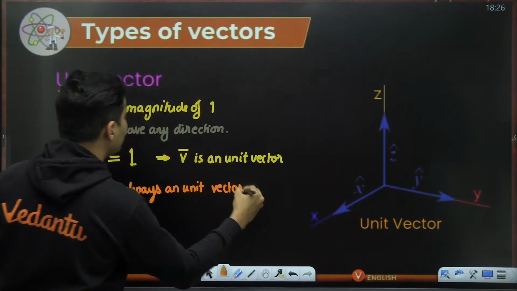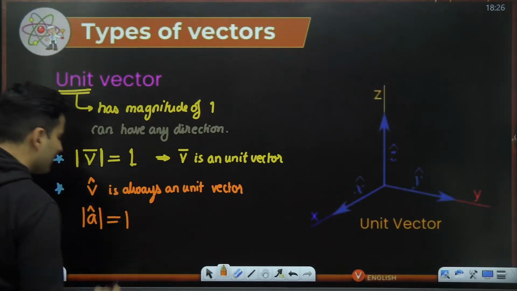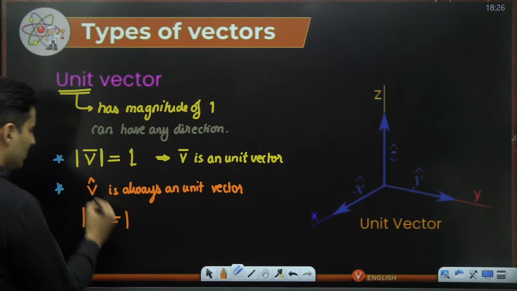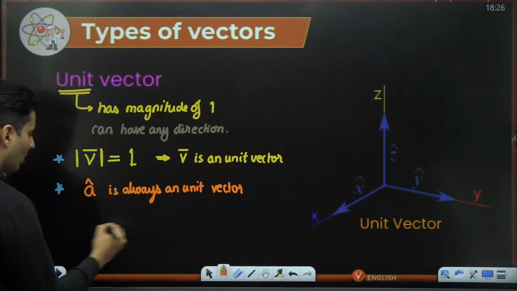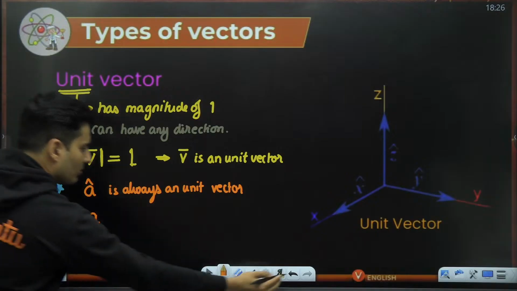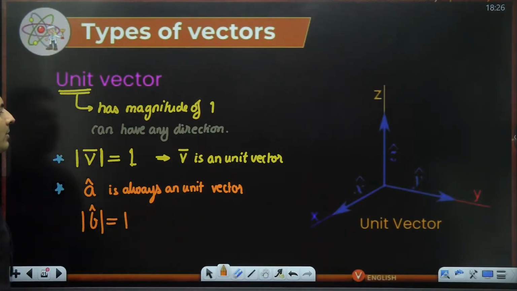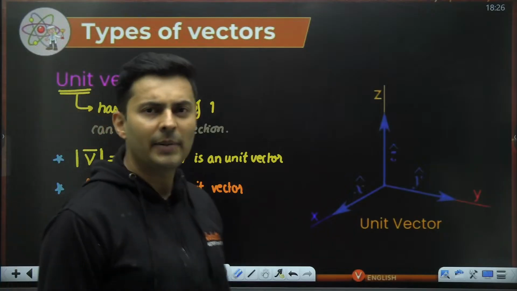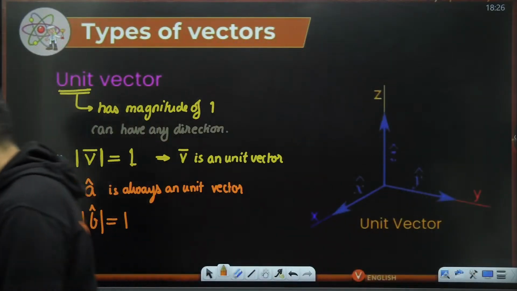So whenever you see this hat, let's say a hat, and there is a mod, 100% it will be 1. Just for clarity's sake, let me use a different symbol, A hat or B hat, anything guys. If I use over here B hat modulus, it will 100% be 1. Is this absolutely clear, my dear students? What is the meaning of a unit vector?